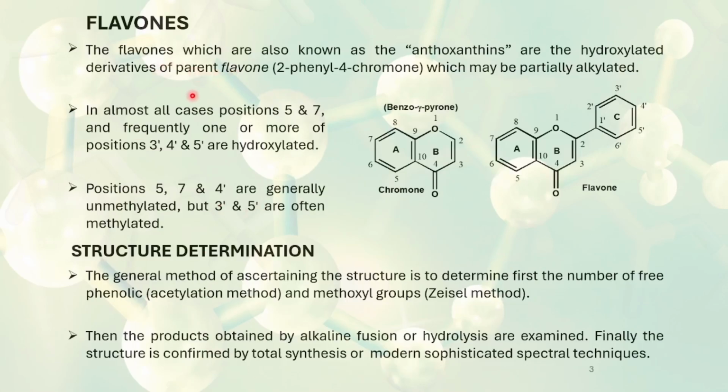Flavones. The flavones, which are also known as the anthocyanins, are hydroxylated derivatives of the parent flavone, 2-phenyl chromone. Here is a chromone, benzo-gamma-pyrone. Here is the position of the gamma pyrone, and substitution at position 2 is a phenyl group.